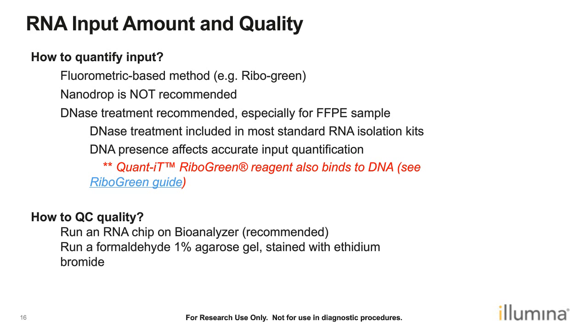So how do we know if our sample is high quality or not? One thing that we recommend is to run an RNA chip on the Bioanalyzer. We should be able to see clean ribosomal peaks, and it should also give us an RNA integrity number, that RIN number. With this information, we can determine what our quality actually is. Alternatively, we can run a formaldehyde 1% agarose gel stained with ethidium bromide to see if those RNA bands are intact.